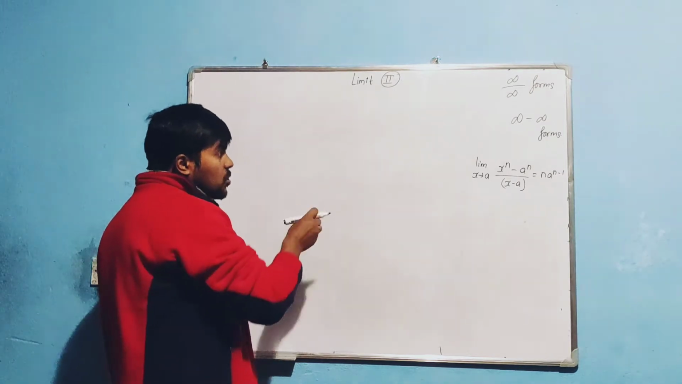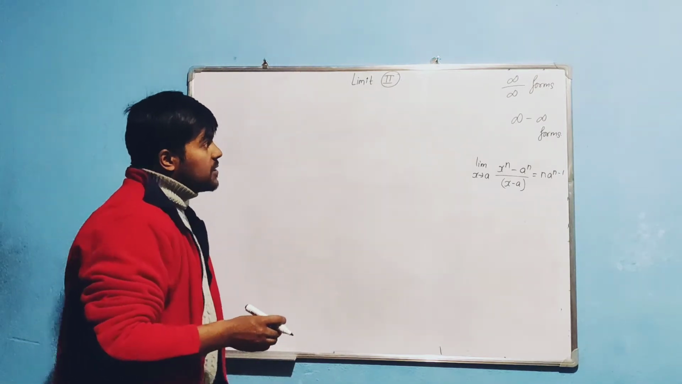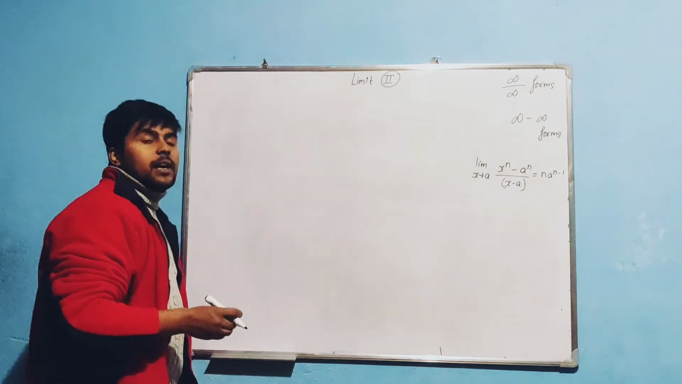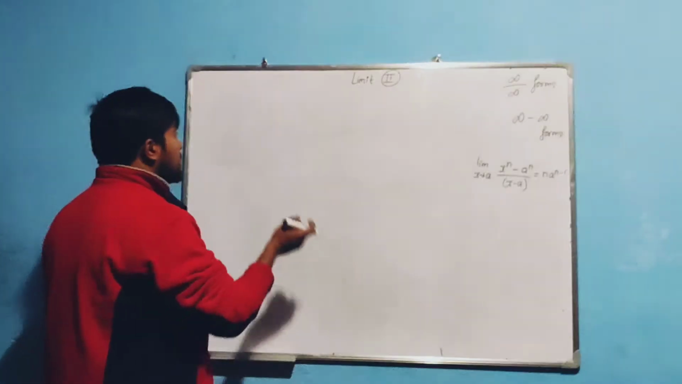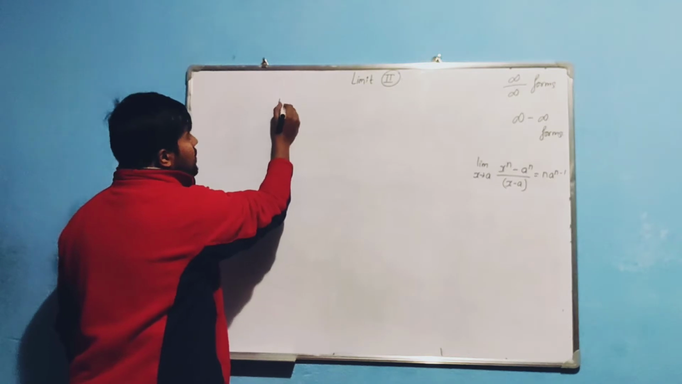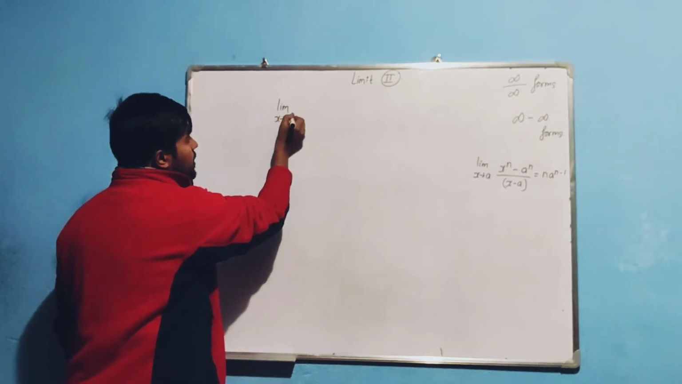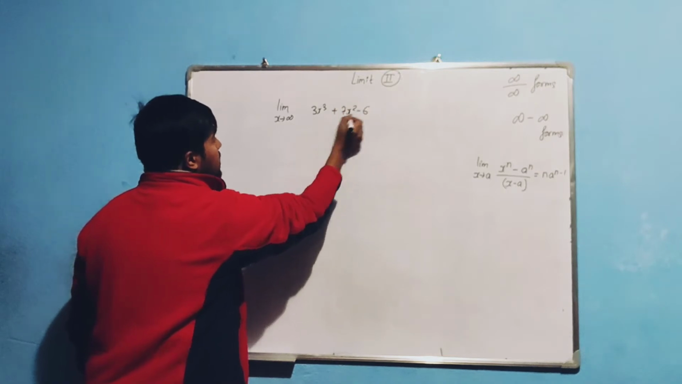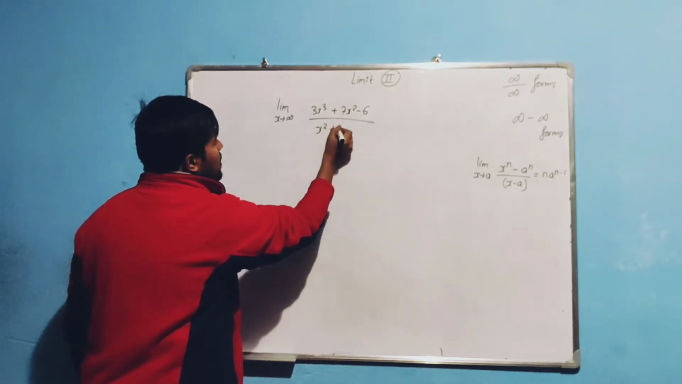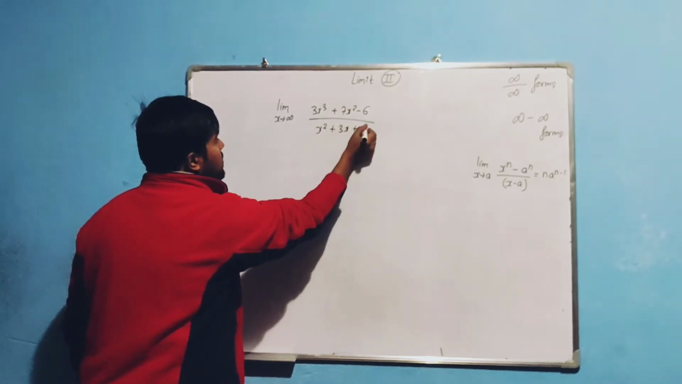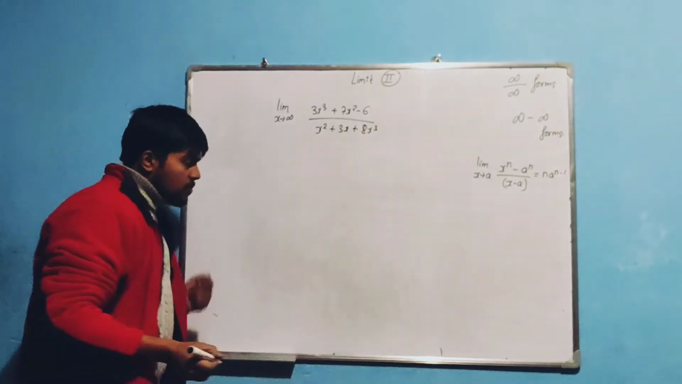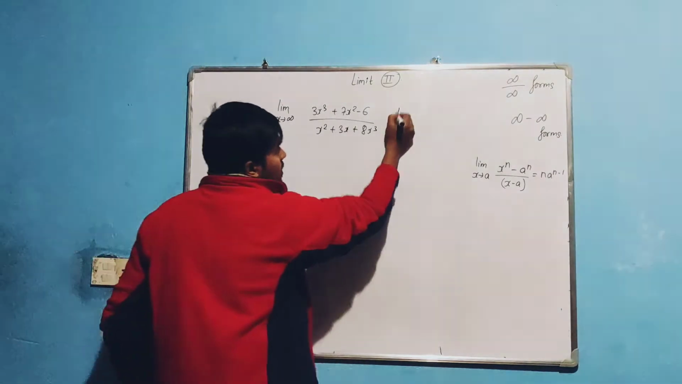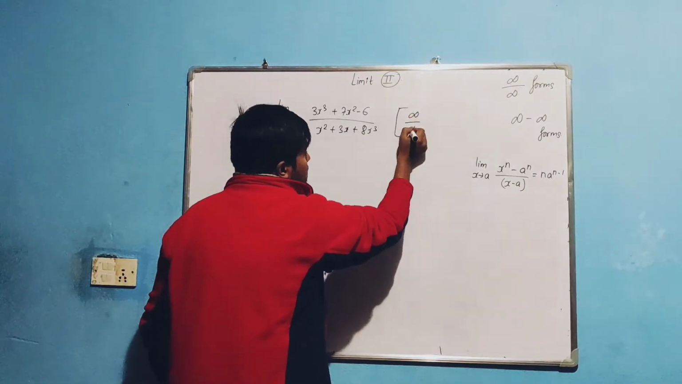So we are now talking about how to find the limits regarding the forms infinity by infinity and infinity minus infinity. So for example, limit as x tends to infinity, 3x cubed plus 7x square minus 6 divided by x square plus 3x plus 8x cubed. So in a problem like this, if you see, you can clearly see the form is infinity by infinity.